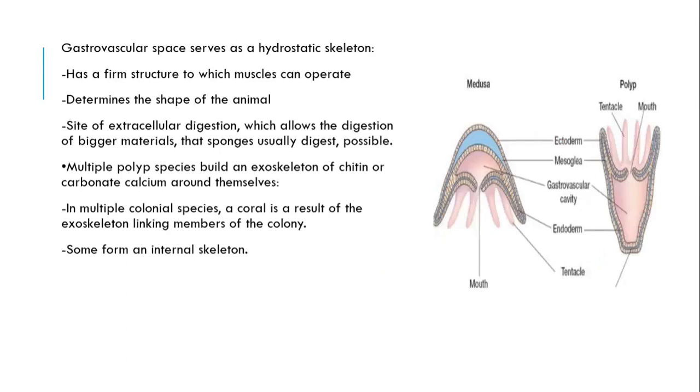The gastrovascular space serves also as a hydrostatic skeleton. As we know, for example, us humans, we have our own skeletons, our bones, on which our muscles can work. The cnidarians don't have bones; they have a hydrostatic skeleton. It's the gastrovascular space with the fluid in it, and it acts as, if we need to say, a solid state on which muscles can act. So, for example, the animal can squeeze its muscles on the gastrovascular space to move. So it has a firm structure on which muscles can operate, and it also determines the shape of the animal.